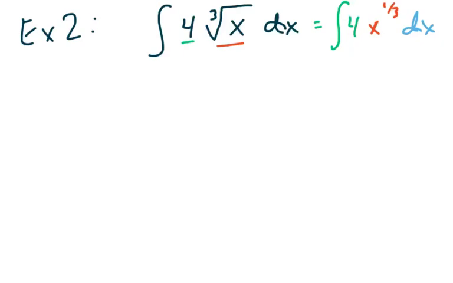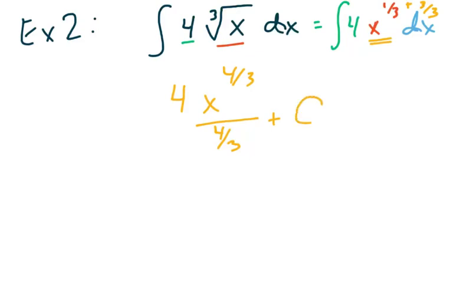Now, as we just said, the 4 is going to stay. So now I have to deal with my antiderivative of x to the 1/3. So we add 1 to that exponent. And when I add 1 and make it a common denominator with the 1/3, that's like adding 3/3. So my new exponent is going to be 4/3. And then we have to remember to divide by that 4/3 plus c.